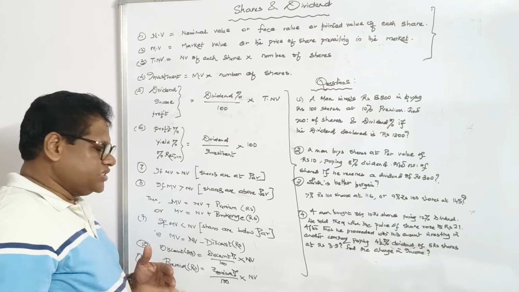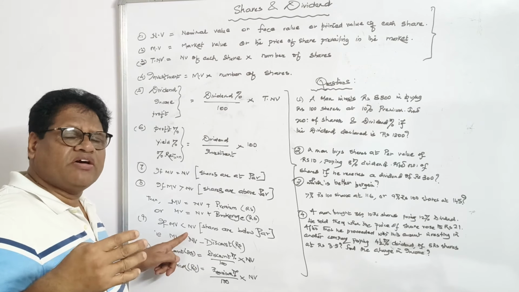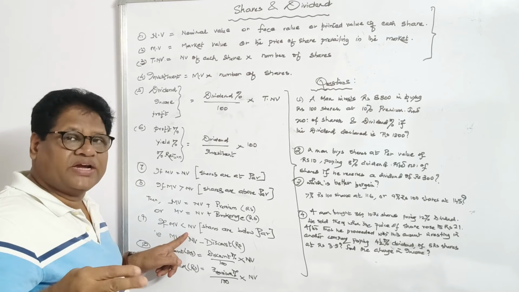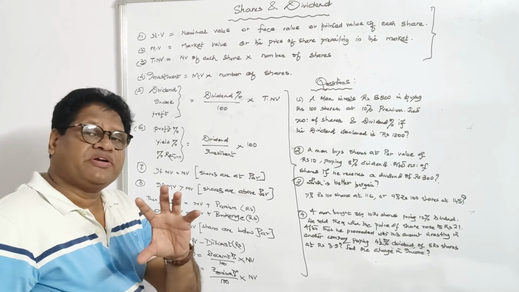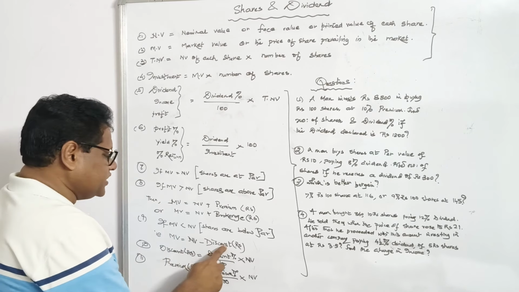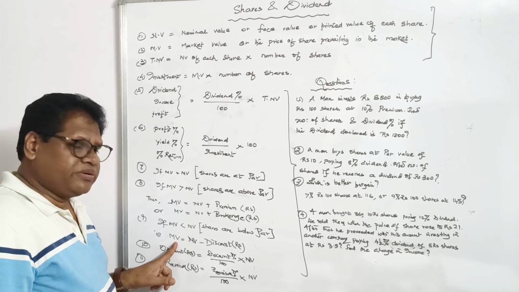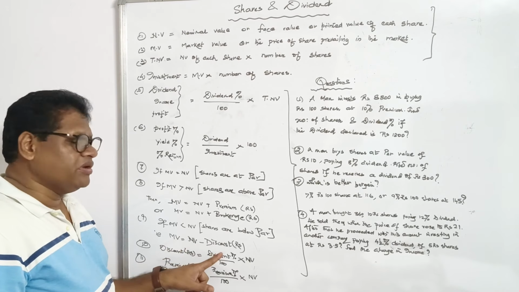But there are some conditions when the market value is less than the nominal value. Suppose the industries have been declared sick industries, they are at a loss. They give some attraction to the customers, I mean the shareholders, by giving a discount. In such a condition, the market value will be less than the nominal value. That means you are paying less than the nominal value.